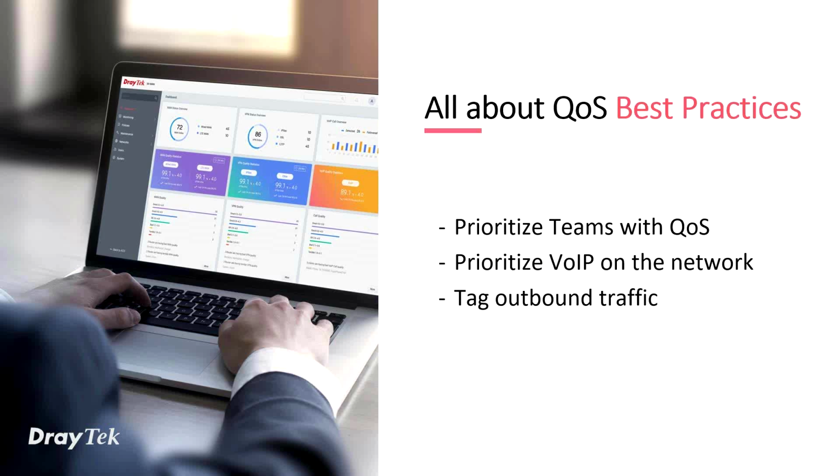We will now be looking at various scenarios in which we might need to use QoS. All those scenarios are independent of each other, such as how to prioritize Teams with quality of service, how to prioritize voice over IP on a network, and how to tag outbound traffic to be recognized as priority traffic as well.